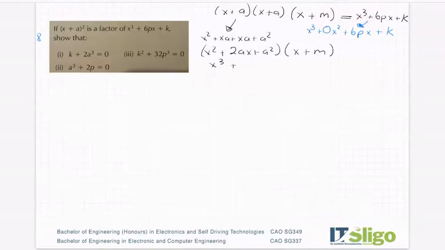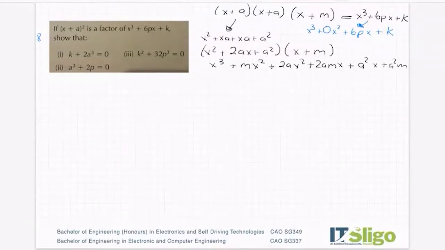x² by m is mx². A little thing: I tend to put all the x's on the ends, because it makes equating the coefficients that little bit easier. Right, so that's the x² done. I'm now multiplying 2ax by these two, so it's 2ax² and 2amx. And then the a² by the second bracket: plus a²x plus a²m.